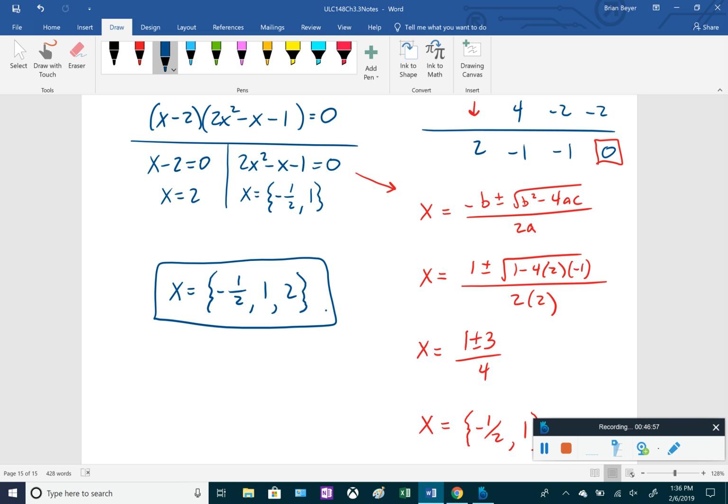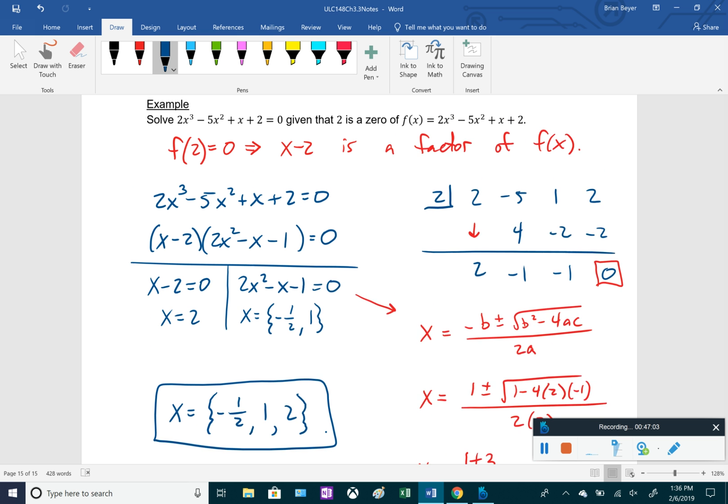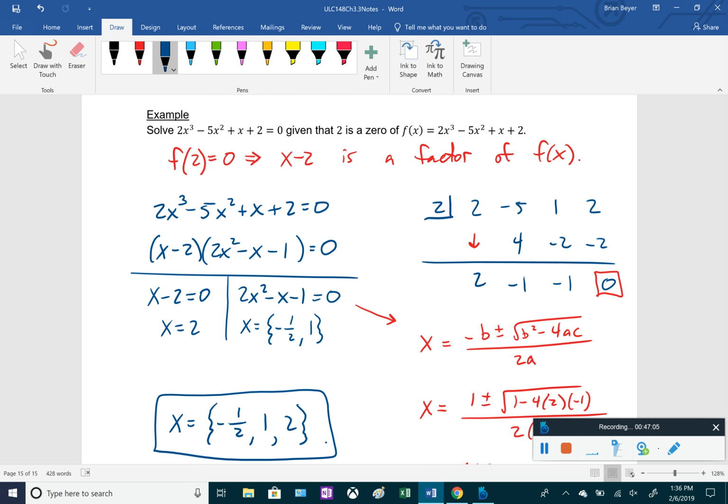Obviously that won't always happen. We could get an irrational number where there's still a square root in there, which is fine. These ones we just got nice numbers. So if you want to, hopefully you paused the video and tried that one on your own, and you hopefully got it right. So that is it for section 3.3.